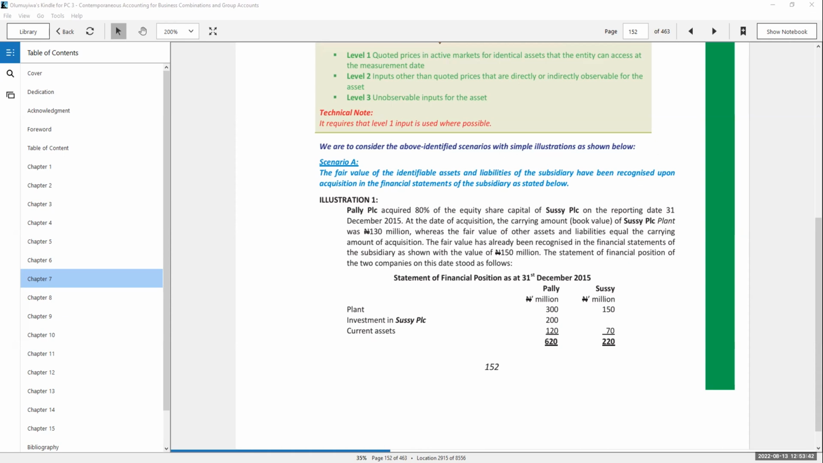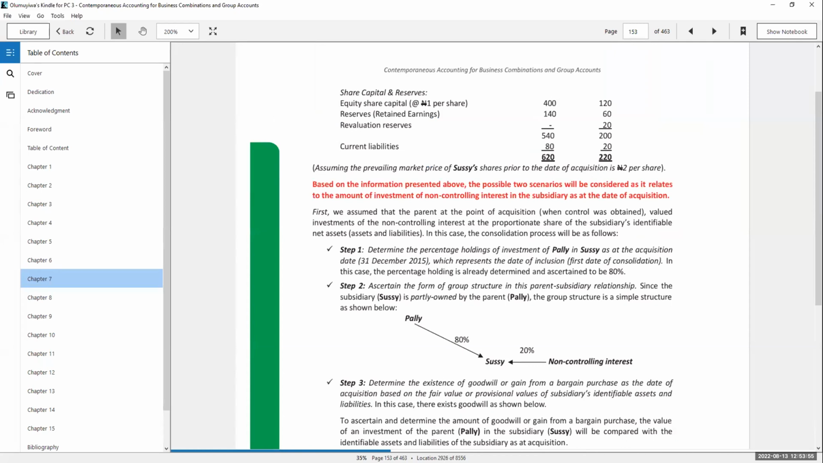Statement of financial position on 31st December 2015, Pali and Suzy. Plant: Pali 300, Suzy 150. Investment in Suzy PLC is 200. Current assets for Pali. Share capital and reserves: equity share capital at 1 naira per share, Pali 400, Suzy 120. Retained earnings 140 for Pali, 60 for Suzy. Revaluation reserve: Pali 0, Suzy 20. Then current liabilities for Pali 80, Suzy 20. Assuming the prevailing market price of Suzy shares prior to the date of acquisition is 2 naira per share.